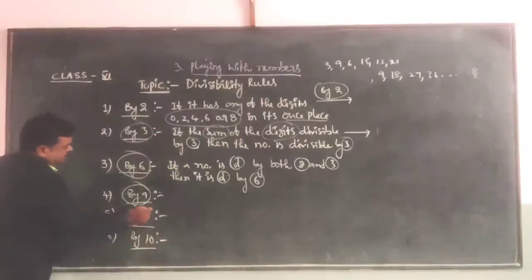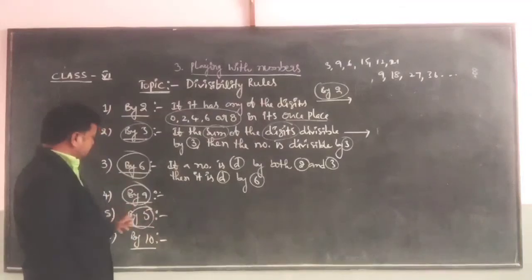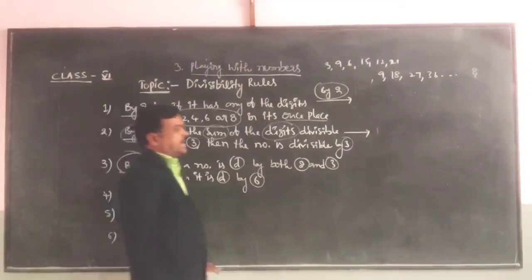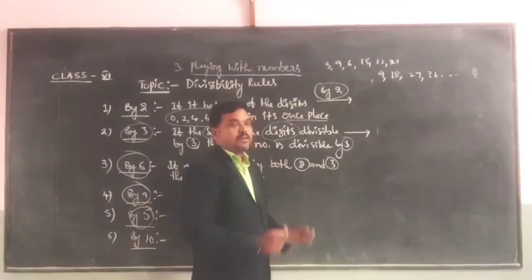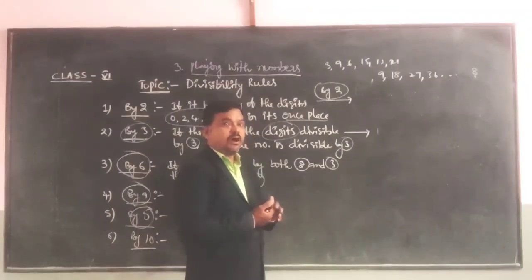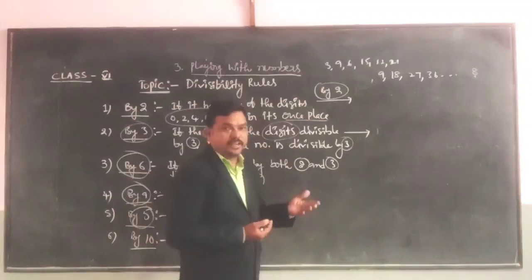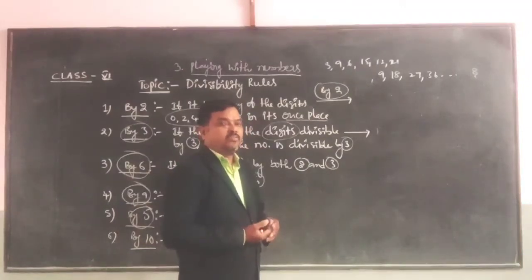Next, the rule for 5. It's very easy. The rule for 5 means, in a given number, if the last digit is either 0 or 5, then the number is divisible by 5.